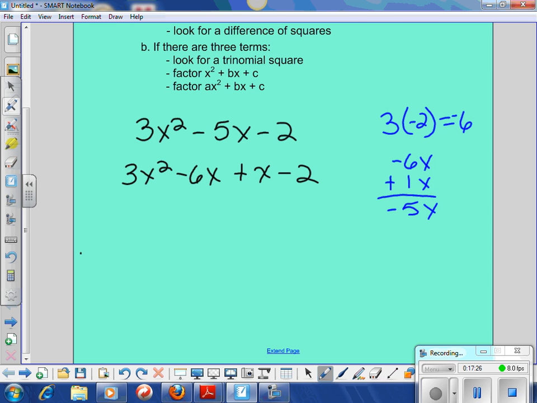So once again, I'm just going to start with my first set. What can I factor out? Start with your coefficients, 3 and 6. The greatest common factor is 3. X squared and x, the greatest common factor is x. So 3x squared divided by 3x leaves me x. Bring down my minus sign. 6 divided by 3 is 2. X divided by x is just 1.